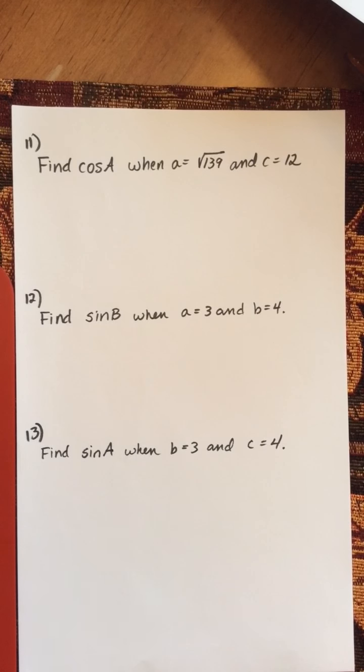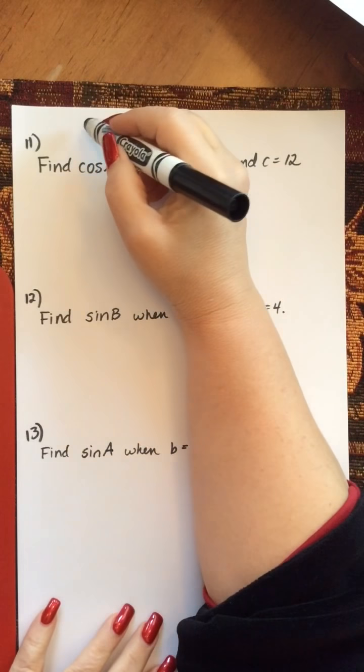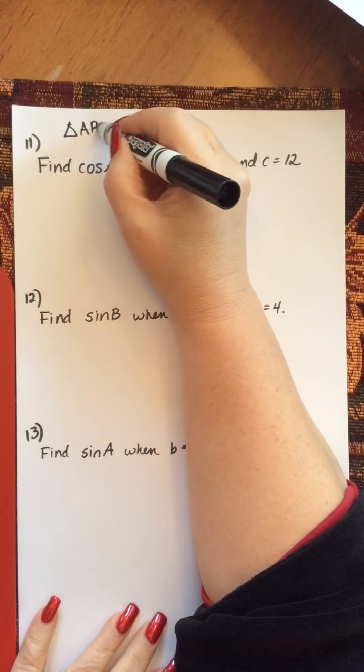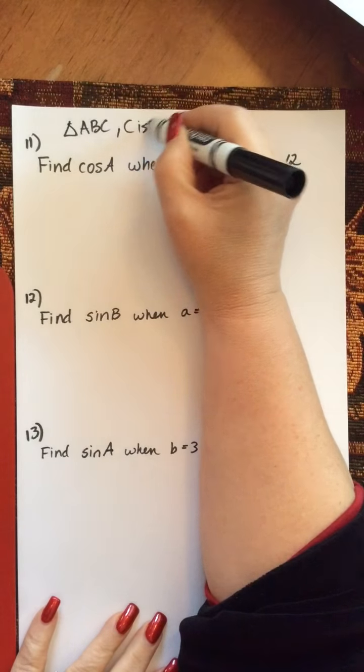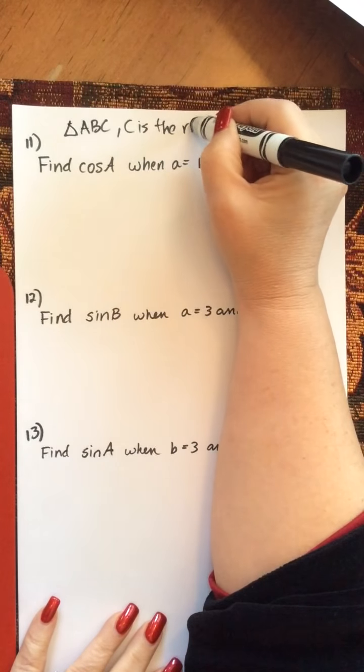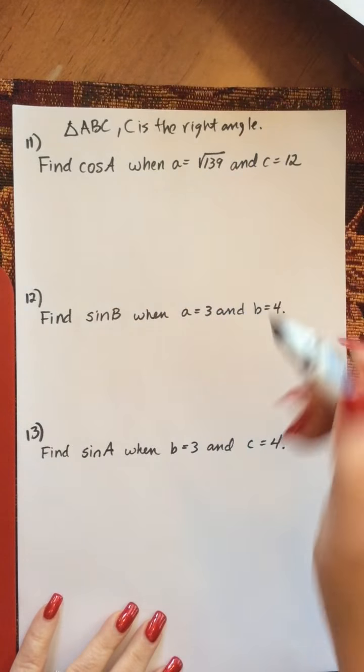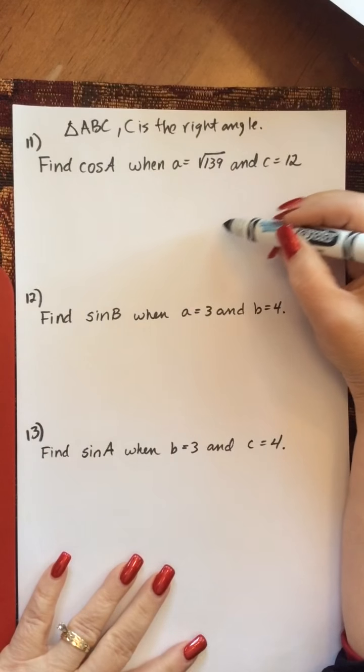All right, in this section it says you have a right triangle ABC, and you're going to be told that in triangle ABC, C is the right angle. That is kind of the only information you really need. C is the right angle. All right, and it said find the cosine of A, so you're going to have a right triangle.